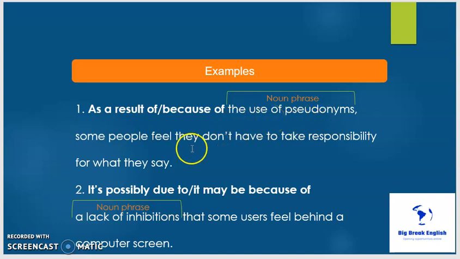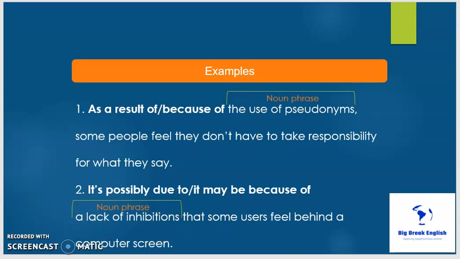Some people feel they don't have to take responsibility for what they say. A second example with other phrases is possibly due to, or it may be because of a lack of inhibitions. That's your noun phrase. That some users feel behind a computer screen.